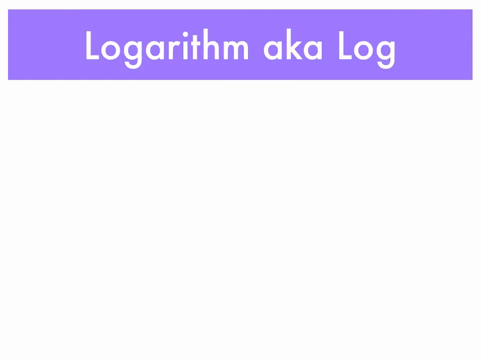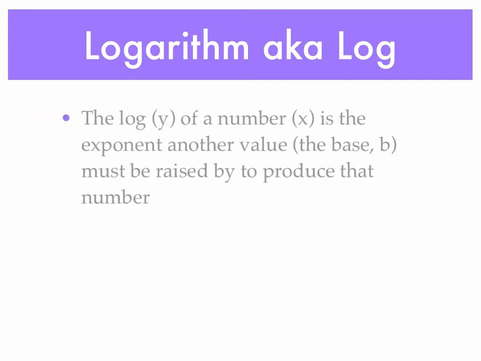All right, now if we're talking about Big O Notation, we have to understand a logarithm. The definition of a logarithm requires us to work with three numbers: y, x, and b. That's how we're going to note them. The log of a number x is the exponent y, the number we're looking for, to which another value, the base, which we'll call b, must be raised to produce that number. So y is the number by which b, the base, has to be raised to produce x.